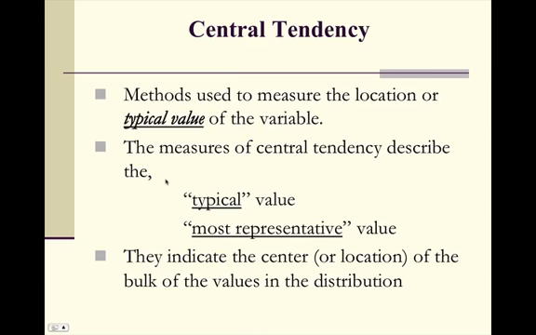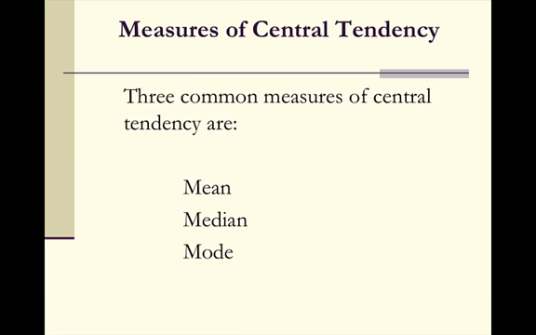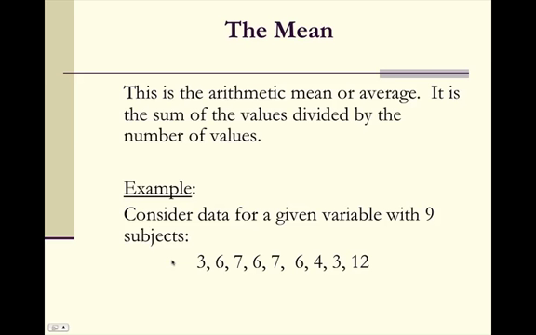Central tendency is the typical value of the variable. It's the most representative value. They indicate the center of the bulk of the values in the distribution when you look at the numbers or when you graph it. There's three measures of central tendency: mean, median, and mode. The mean is the arithmetic mean, or the average, basically. It's the sum of the values divided by the number of values.